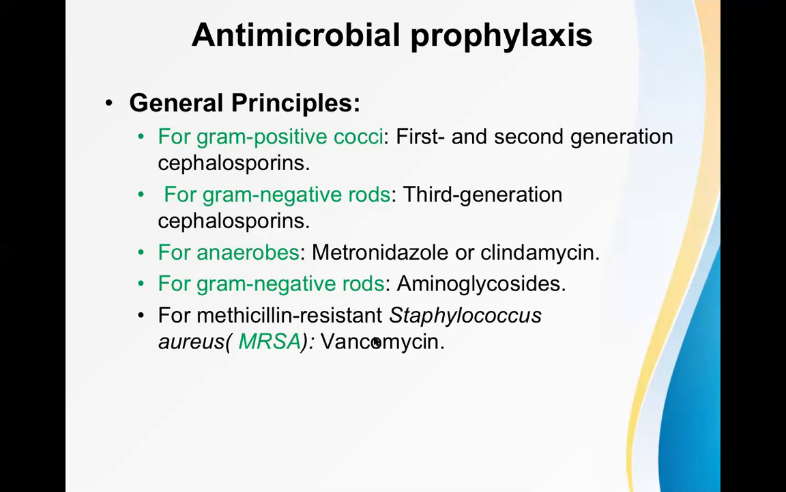And for methicillin-resistant Staph aureus, which is known as MRSA strain, vancomycin is chosen. If you believe it is not MRSA strain, then you can go for penicillinase-resistant type of penicillin, which acts against Staph aureus. Please name a few of them. Which are those penicillinase-resistant penicillins? Yes? Anybody?